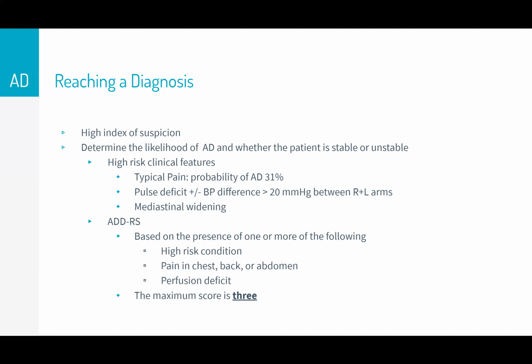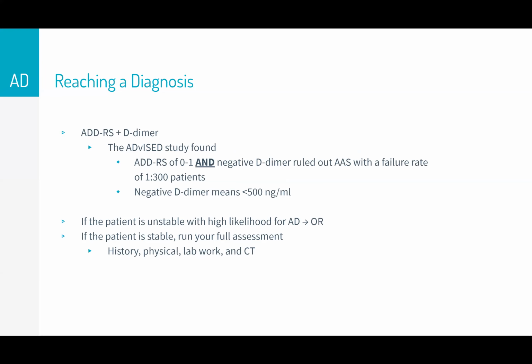So in order to make this more accurate, you add the D-dimer. There was a study called the ADvISED study, in which they assessed this tool. They found that a score of 0 to 1 and a negative D-dimer, meaning less than 500, rules out acute aortic syndrome with a failure rate of 1 in 300 patients.